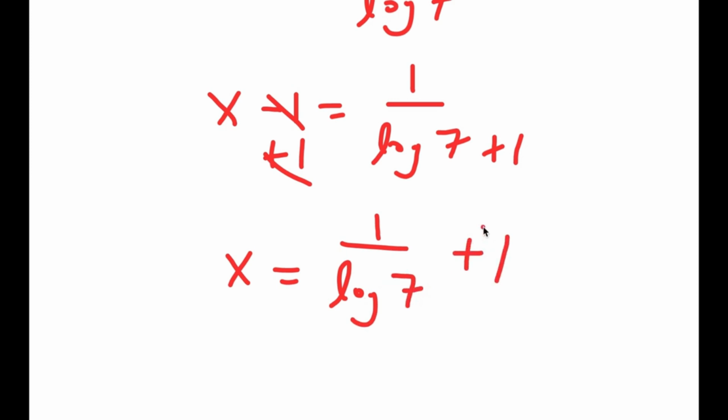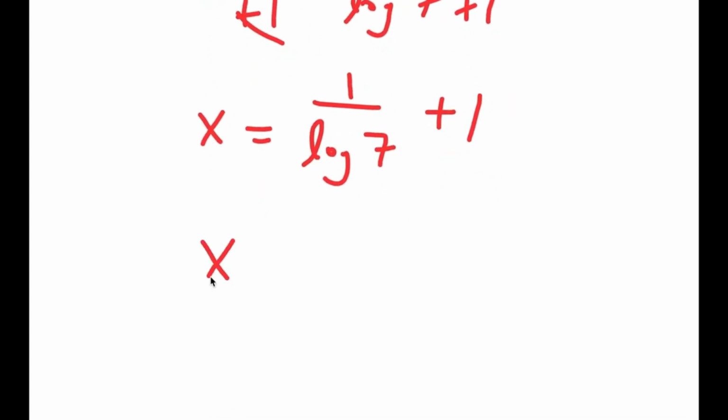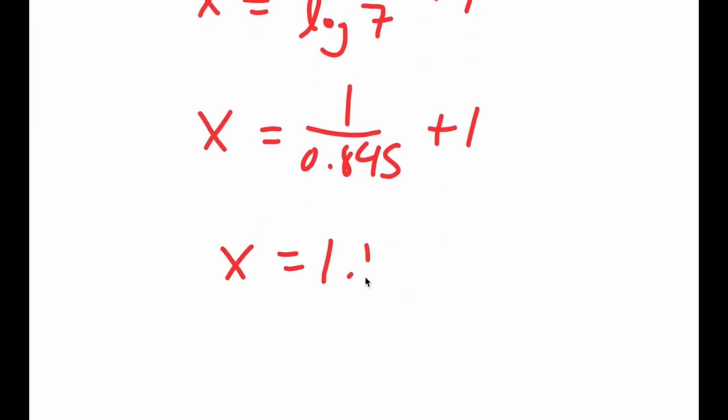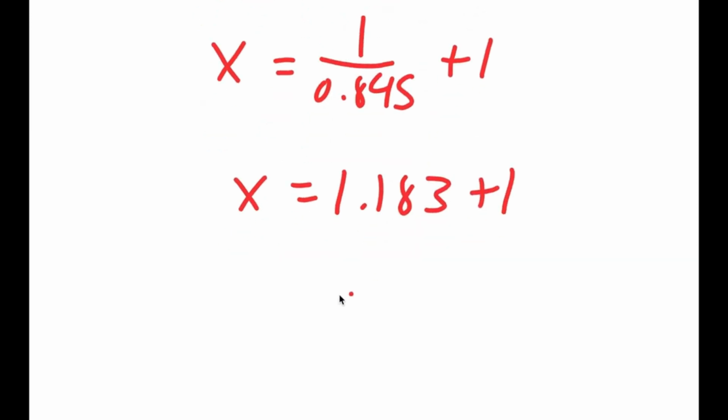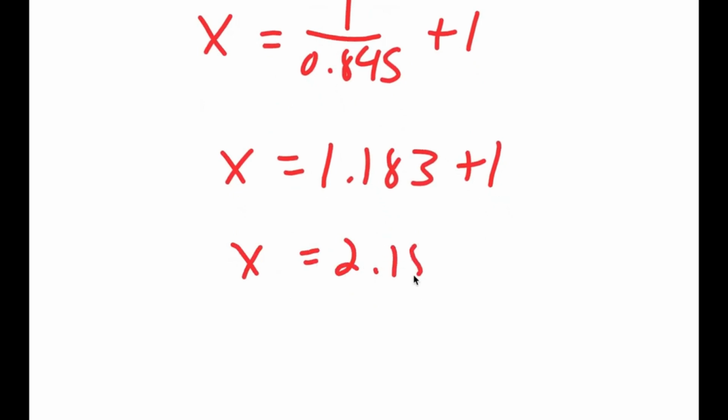Now, log 7 is equal to 0.845. So now I have 1 divided by log 7, and that's going to equal 1.183. So I have 1.183 plus 1, which is equal to 2.183.